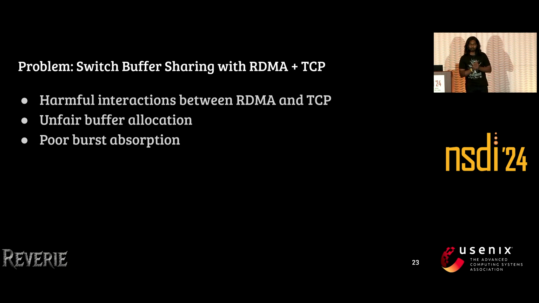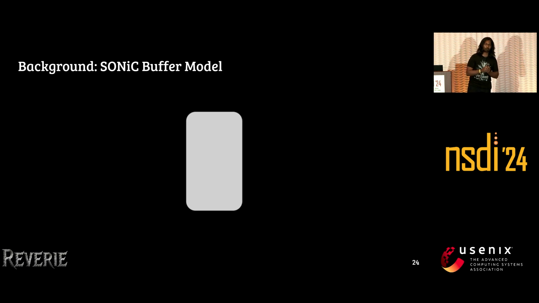When these two types of traffic with very diverse needs intersect at a common shared buffer, very interesting problems arise. They interact in a very harmful way, leading to unfair buffer allocations across these two traffic types, eventually leading to very poor burst absorption. In much of this paper, we start to understand why such problems arise, and we dig into the SONiC buffer model, which is widely deployed across many switch vendors.